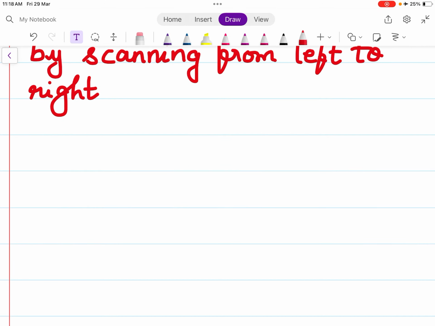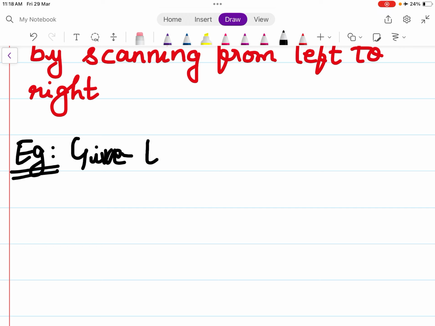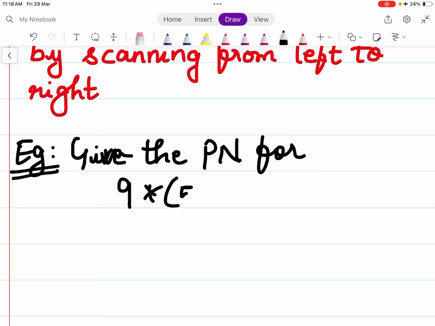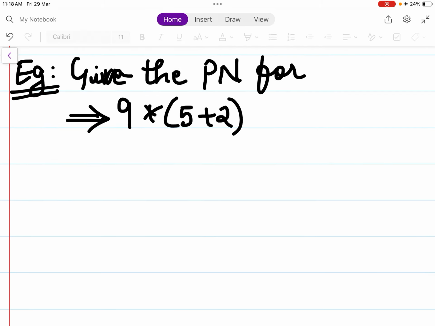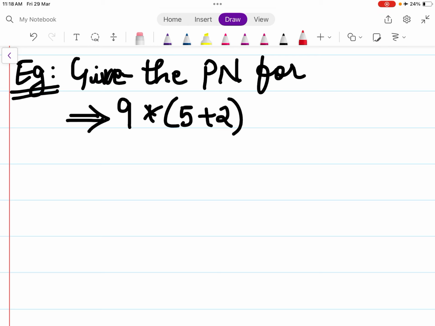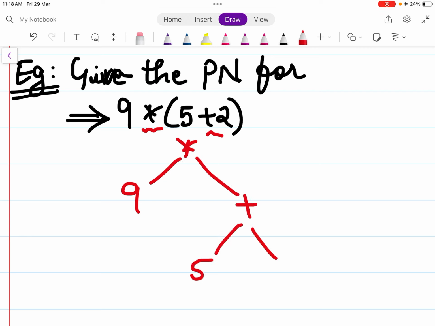Say for example, give the postfix notation for the expression 9 into 5 plus 2. Give the postfix notation for this. So first we have to draw the tree. We will draw the tree for simplification. Here you have into as the root, 9 is the left, then you have plus, 5 and here 2.